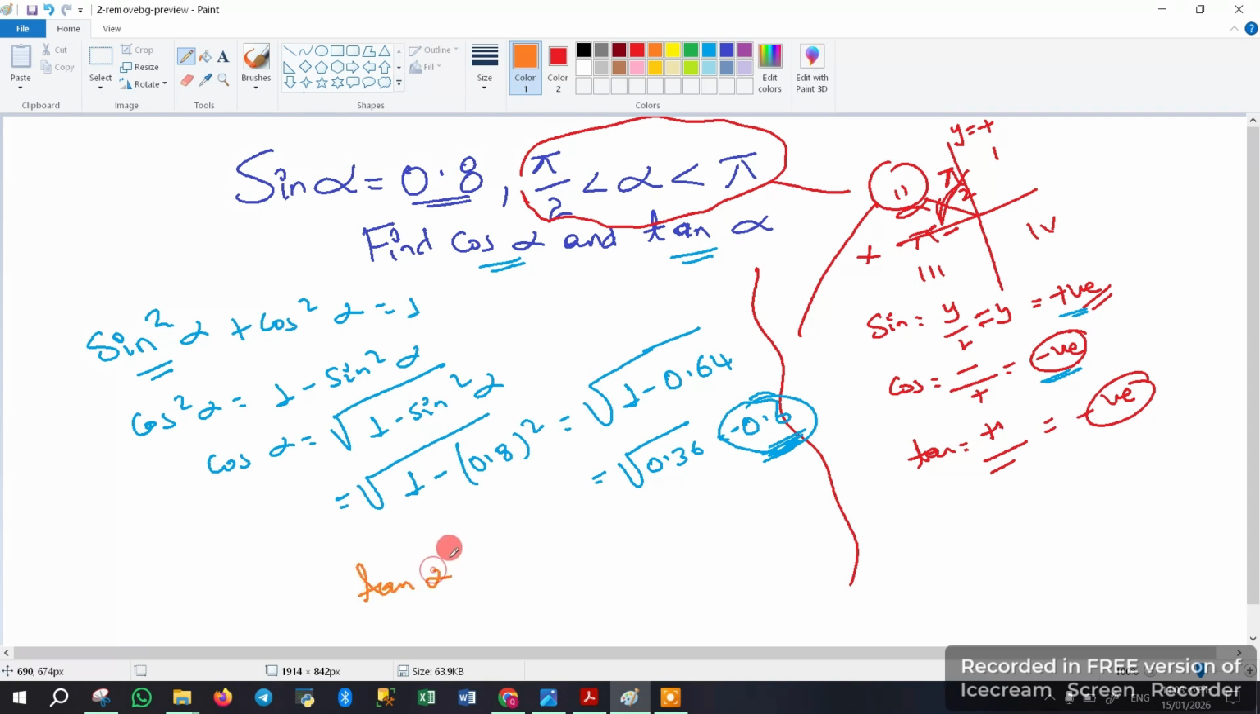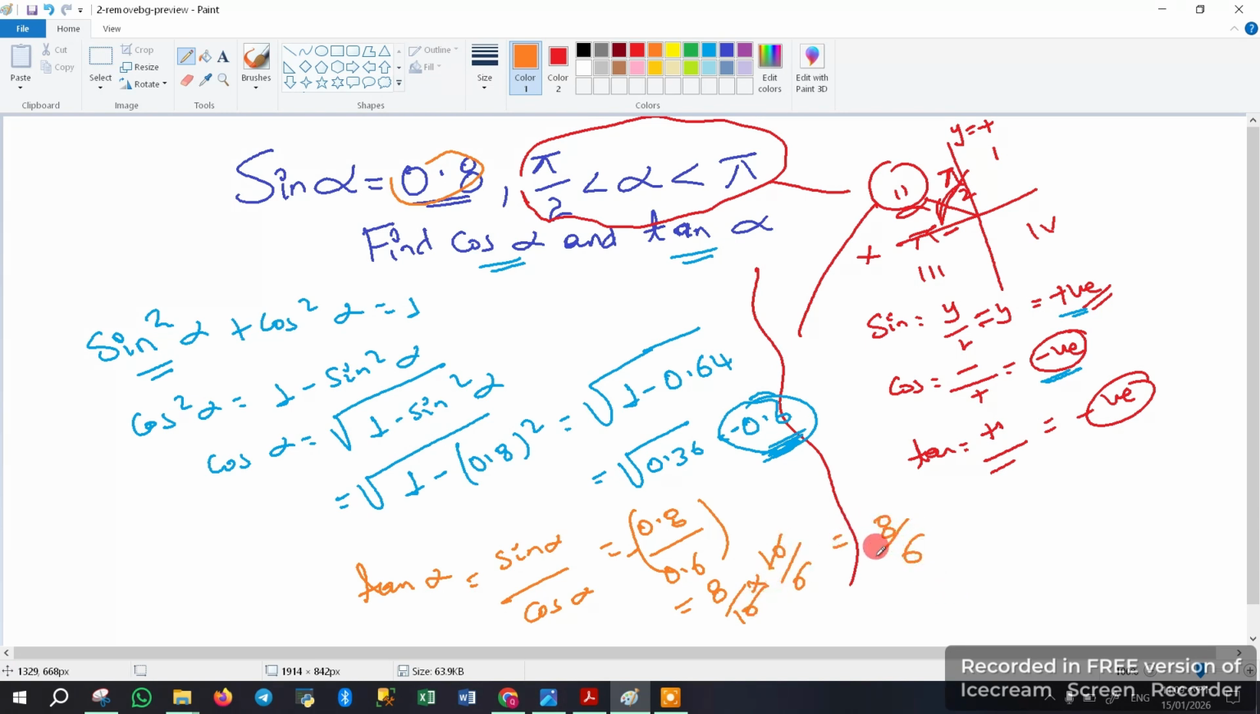After finding this, you can find the tan value. Tan alpha is equal to sine alpha over cos alpha. Sine alpha is given here, it is 0.8 divided by 0.6. So it is negative, right? So it will be just like 8 over 10 times 10 over 6, which means 8 over 6, and it is negative, so it will be minus 4 over 3.